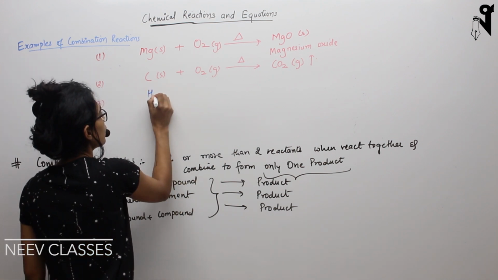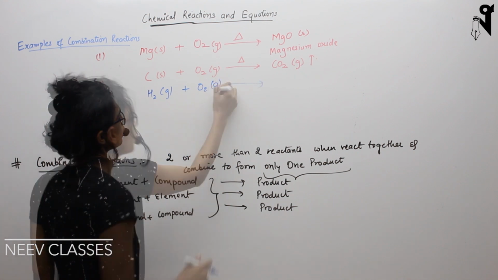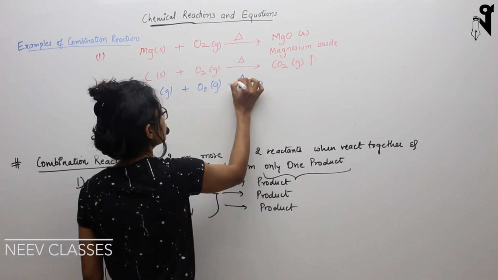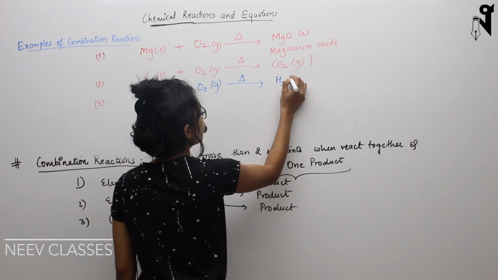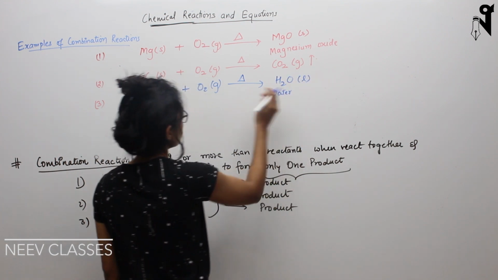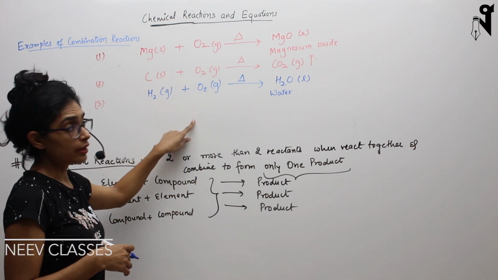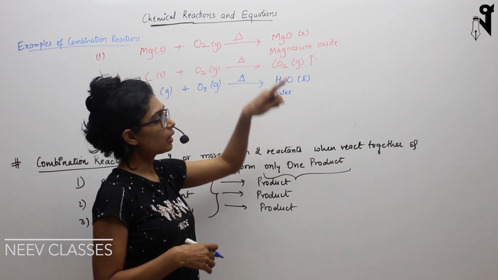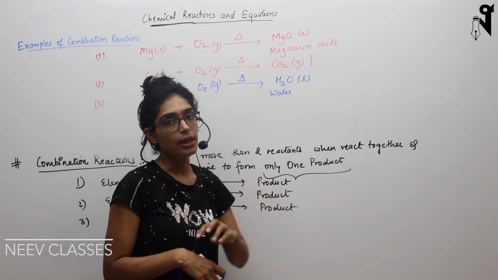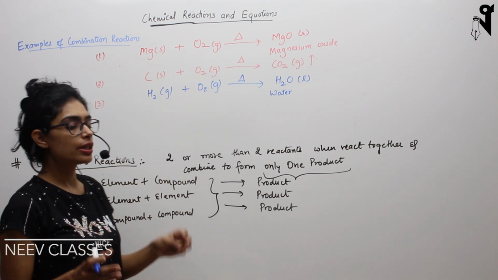Similarly, you can have hydrogen gas reacting with oxygen gas. When you burn them together, it will form H2O, a liquid. This is water. So in all of these reactions, if you observe, we are taking two different reactants, and the product forming is one single product in each case. All these three examples were ones where we had taken two different elements.